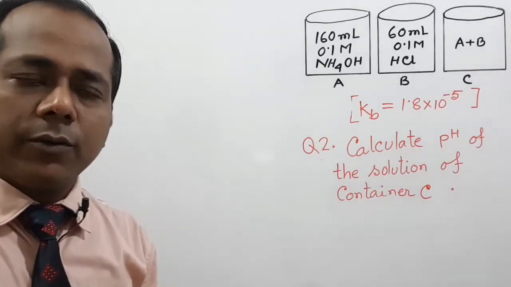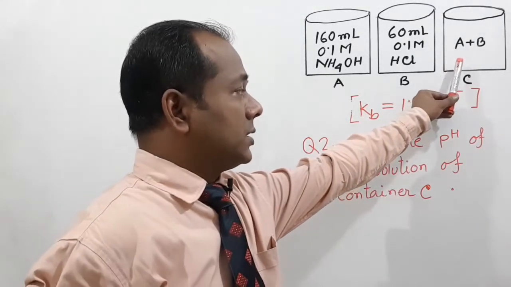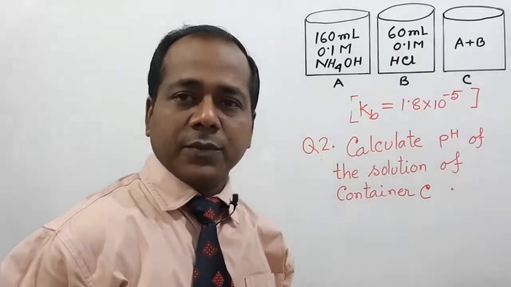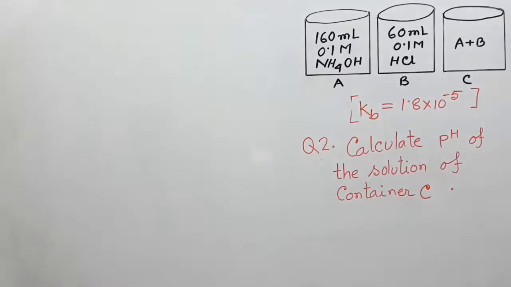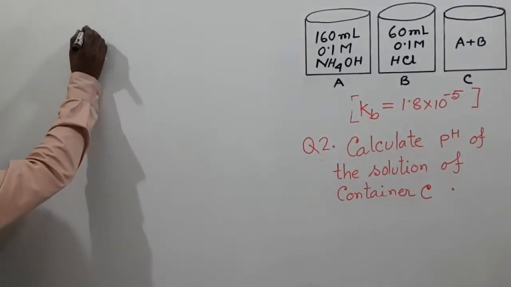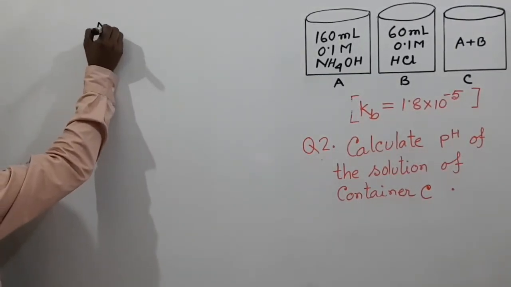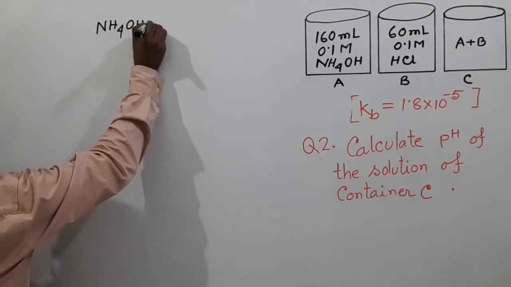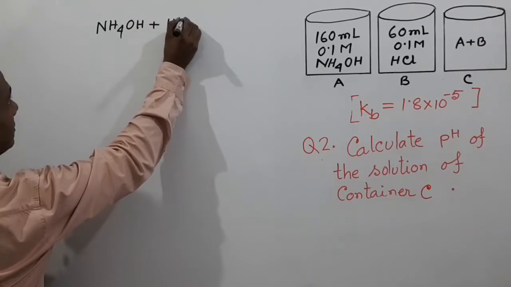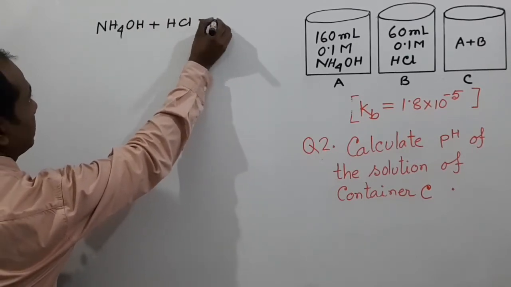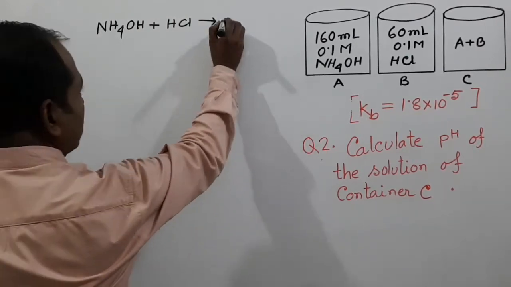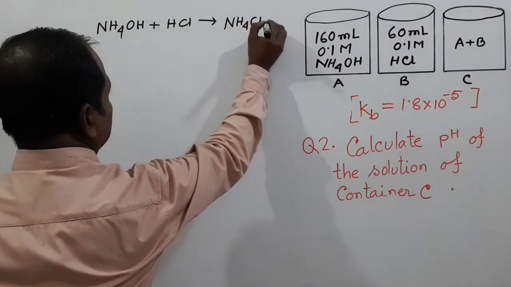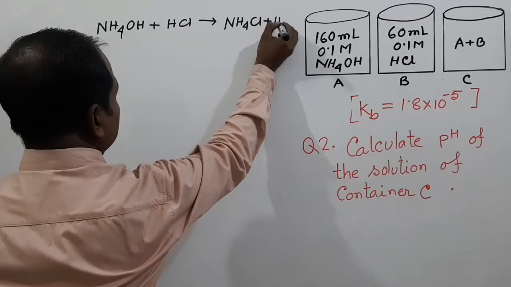My dear students, we can see that container C is the mixture of A and B solution. So we can see the reaction: ammonium hydroxide, NH4OH, plus HCl reacts and produces ammonium chloride plus water.